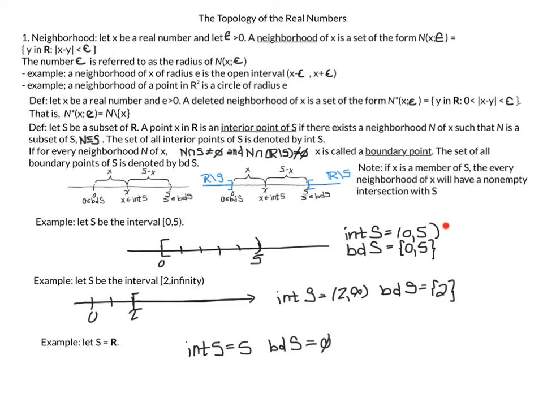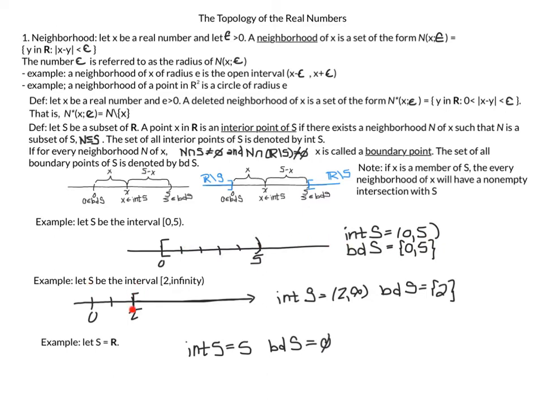The interior points is the open interval 0 to 5. And so we do not include 0 because any neighborhood of 0 will include things outside of S. So 0 is not in the interior, which is why it's an open interval. And of course 5 is not in the interior because 5 isn't even in S. 0 and 5 are both boundary points because any interval around 0 is going to contain things outside of S and inside of S. Similarly for 5. Any interval that you draw around 5 is going to contain points inside of S and points outside of S.